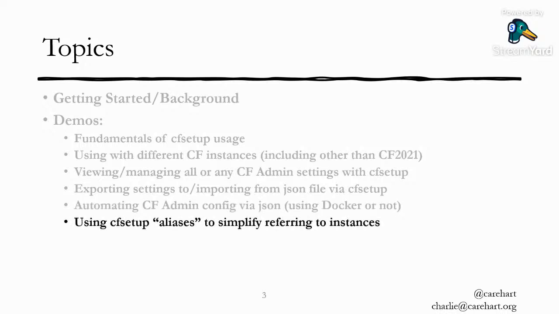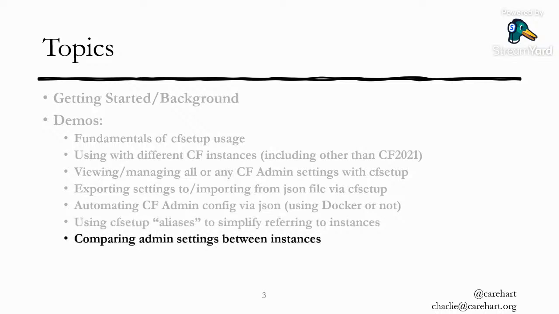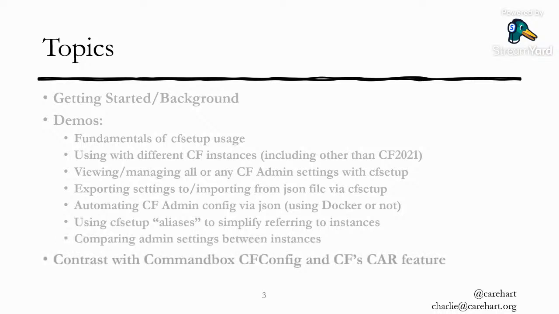And then I'll wrap up by showing you something that can make working with it easier for you. There's an aliases feature, and that aliases feature makes it easier to refer to instances when you might have more than one that you're working with. And I'm also going to show as a bonus how we would compare admin settings between instances. And it's really very easy to do. And once you see it, you go, oh, that's great.